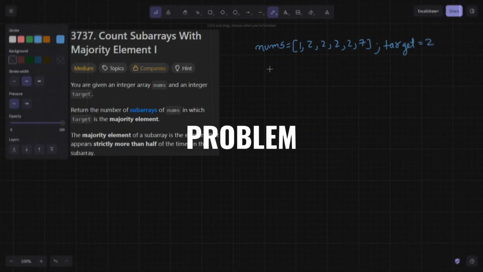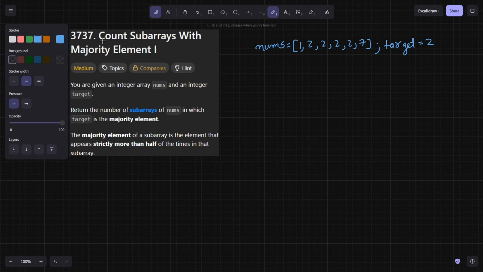So let's say the problem of the day. Okay, so the problem is 3737. We have to count the number of subarrays where the majority element is the given target. Okay, so what is the majority element here?